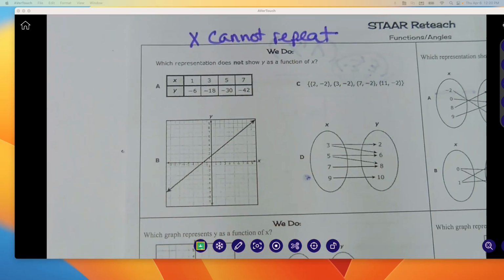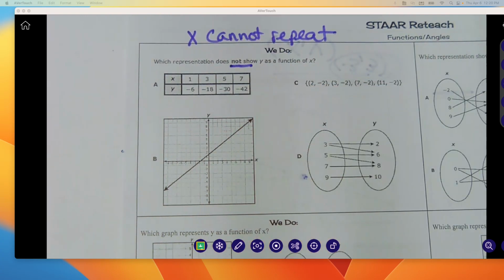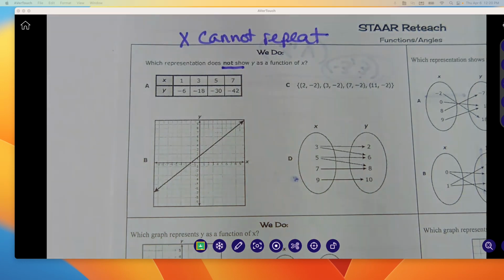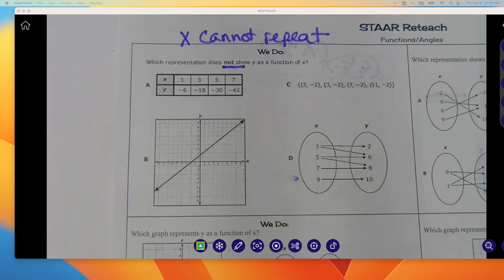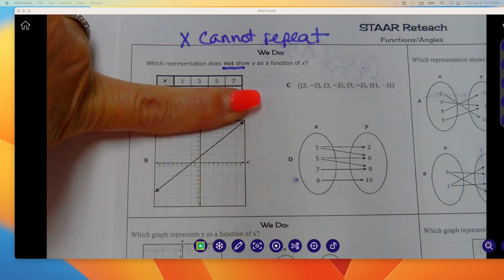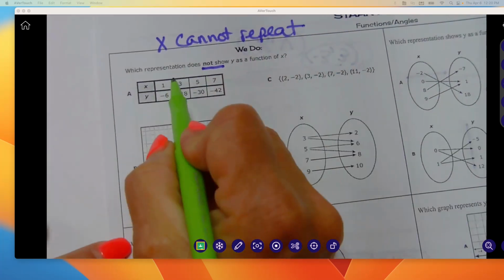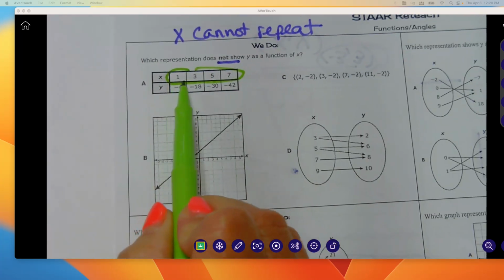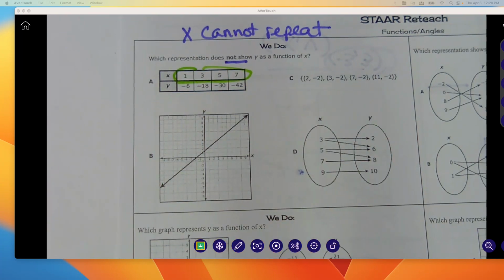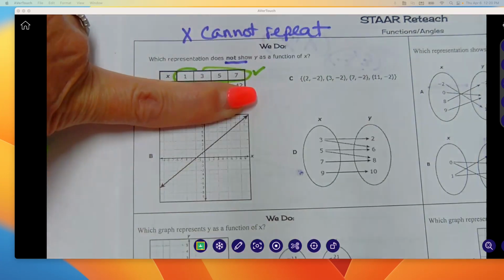Okay, so let's look at the first one. It says, which one does not show a function? Okay, so first let's find the ones that are functions. Okay, and remember, you look at all the answer choices. So when you have a table, doesn't matter what these y values are. So I'm just going to cover them up. All you're doing is you're looking at the x values. So you have 1, 3, 5, and 7. Okay, if you notice, none of those repeat. So therefore, yes, it is a function. Okay, so I'm going to put a check mark. But we're looking at the one that is not a function. So it's not this one because it is.